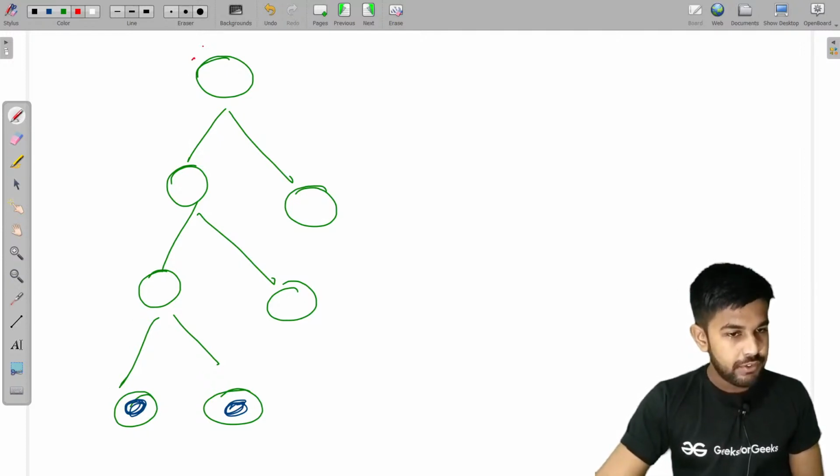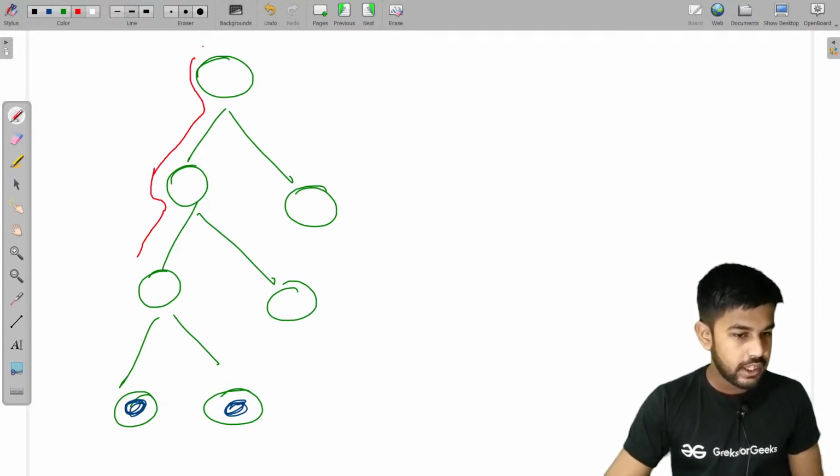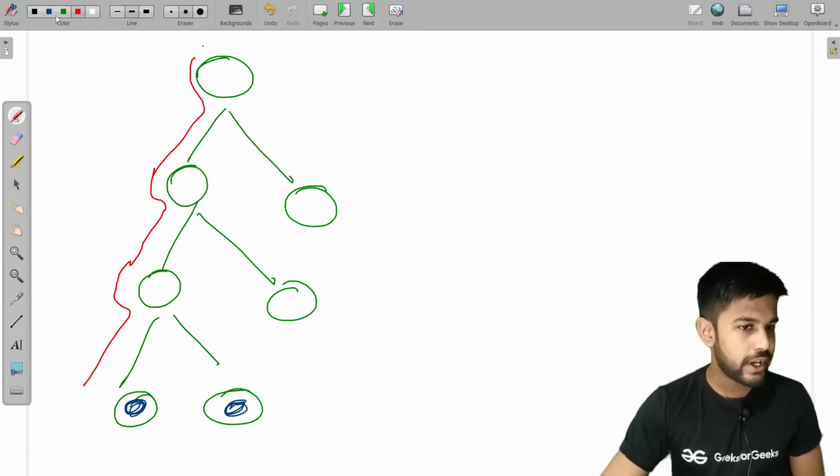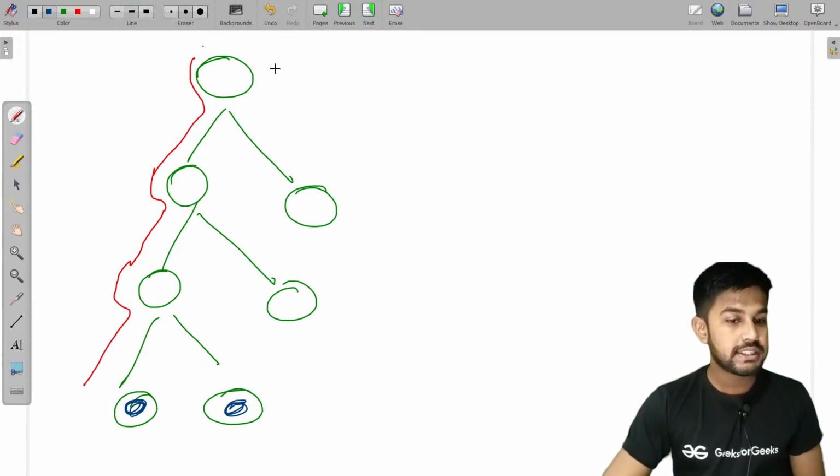So we can see that we would first go here, then here, then here, then here, then here, then here, then here. Okay, yes, Siddharth, true enough. Now let us see the second one.